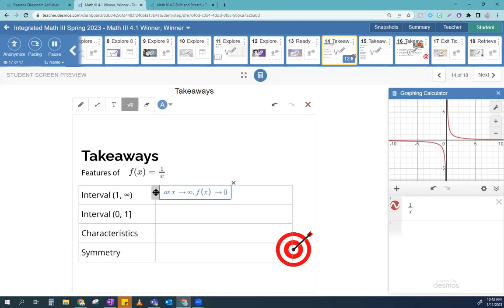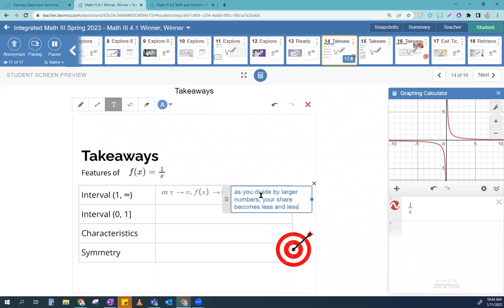And that makes sense because it's just going down. Mathematically speaking, can you tell me why it would go towards 0? As the numbers get bigger, what happens to your share? That's what we were talking about yesterday. Yeah, as you divide by larger numbers, your share becomes less and less, right? So as long as you're understanding this thought here, you're pretty good.